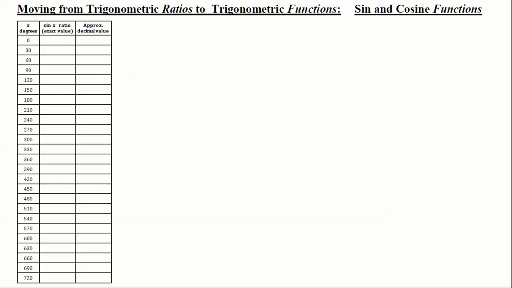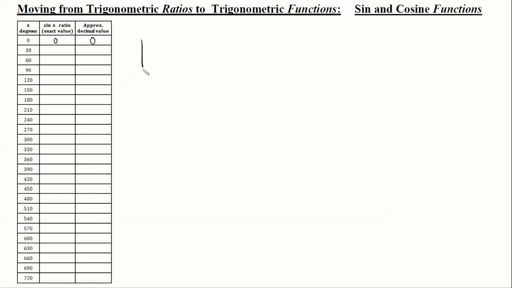To do this, we have to look at our x value is going to be given in degrees. So we're going to work on 30 degree intervals, and then determine our y value by finding the sine of x. So our first value, x, is 0. So the sine of 0 is going to be 0. Okay, again, giving us an approximate value of 0.